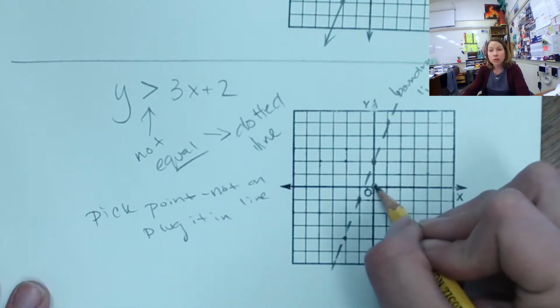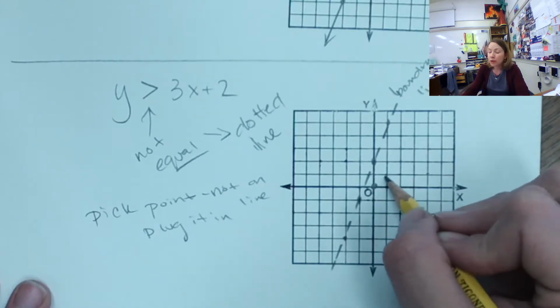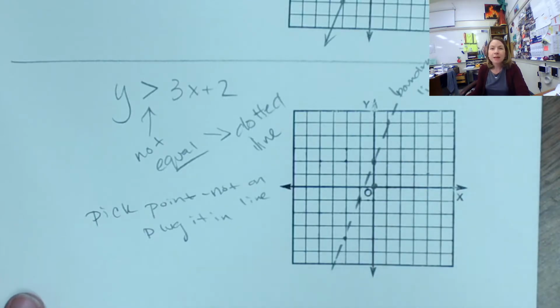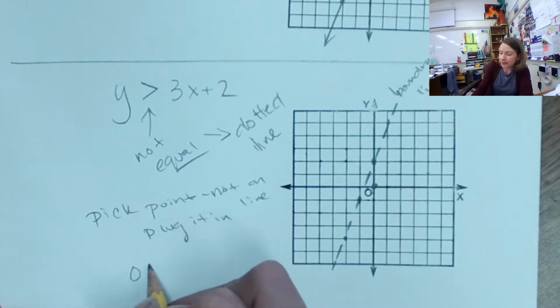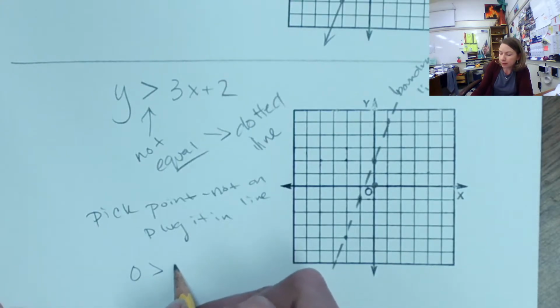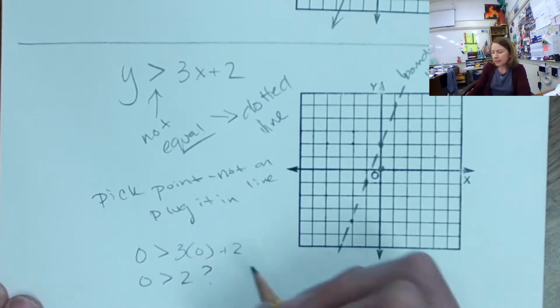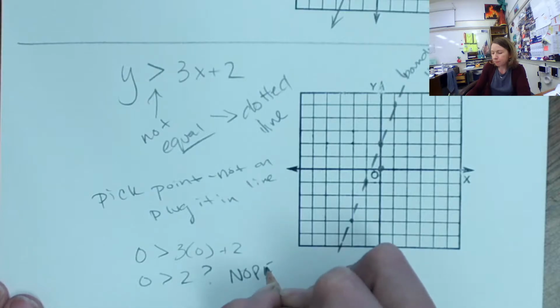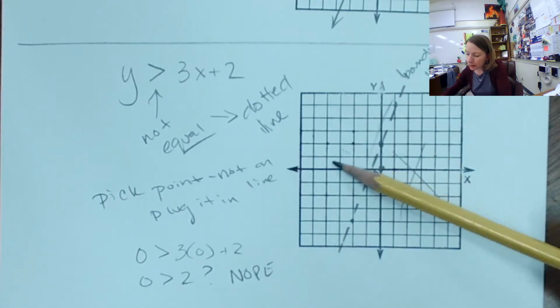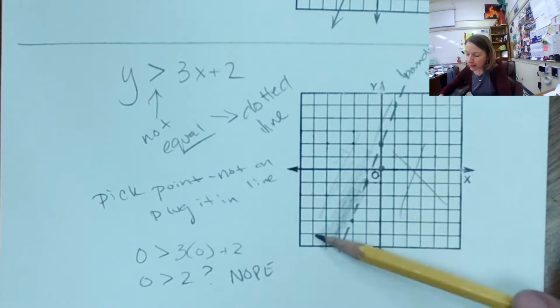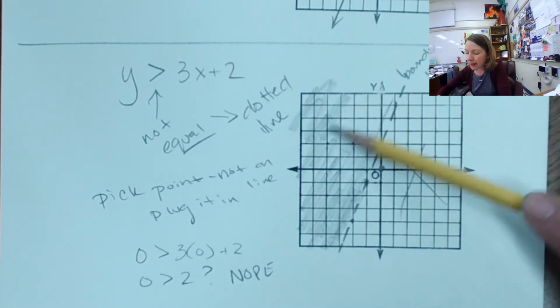If my line goes through 0, 0, then I pick something like 1, 1 or 2, 2, or just something that's going to be kind of easy for me to plug in. So I've got, is 0 greater than 3 times 0 plus 2? So is 0 greater than 2? And that's a big fat nope. So that means that this side doesn't work. This side over here is the side that makes it true. Okay?